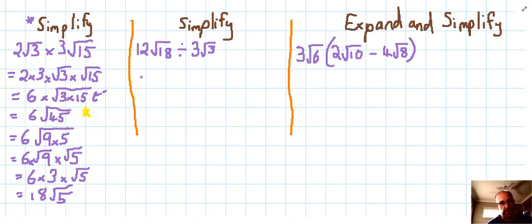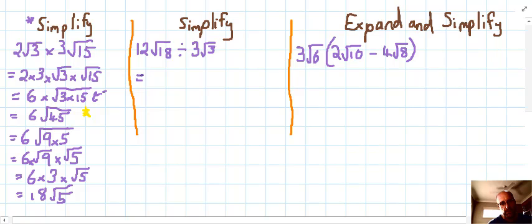Second example in the middle there, we have 12 root 18 divided by 3 root 3. If you like, you can arrange that as a fraction. That format might make life a bit easier. And we have 12 root 18 over 3 root 3.